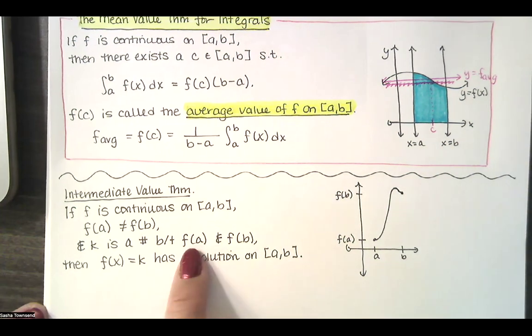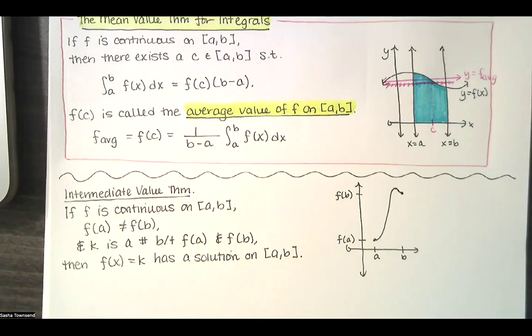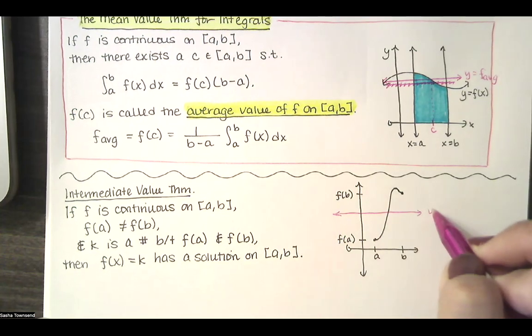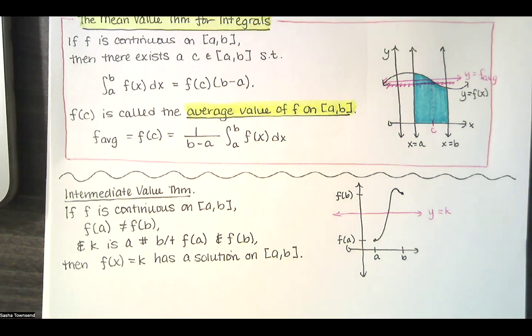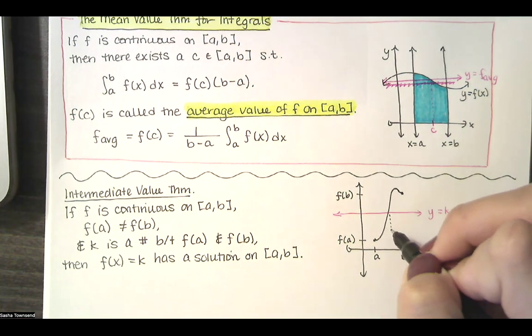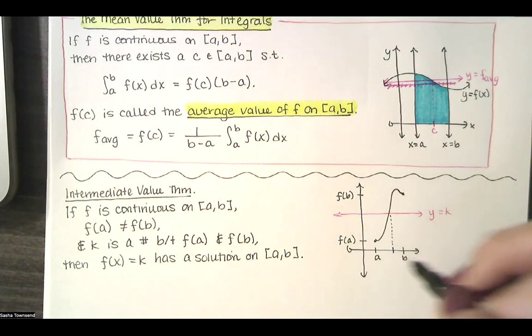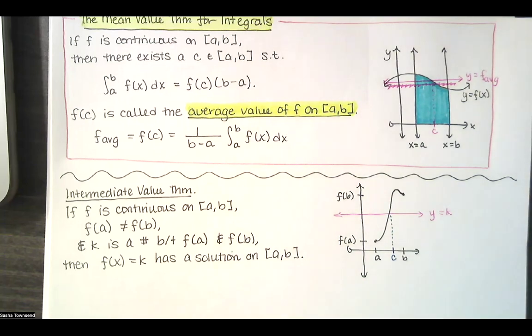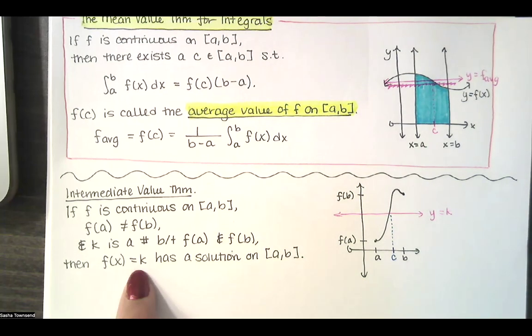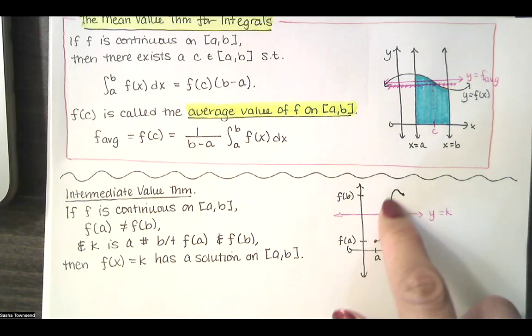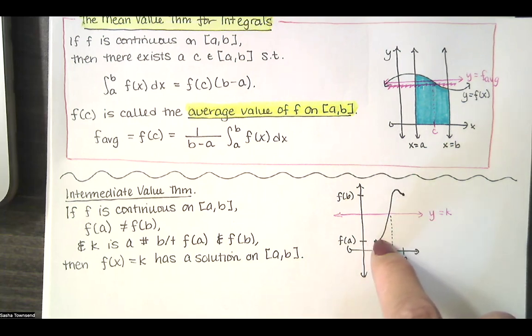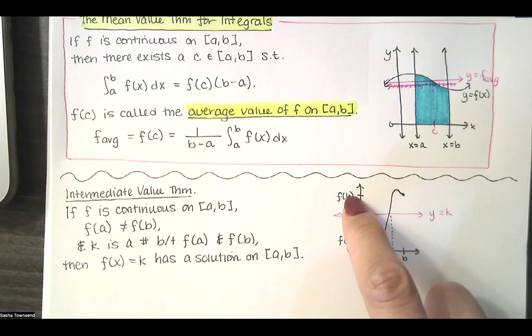If k is any number between f of a and f of b, so let's say y equals k is this, then f of x equals k has a solution. Well, what is the solution? It's that x value. We called that c. Sometimes they say there exists a c such that f of c equals k, but I just like to remind ourselves, we're just saying that this horizontal line, y equals k, has to cross that graph of y equals f of x if that k value is between f of a and f of b.